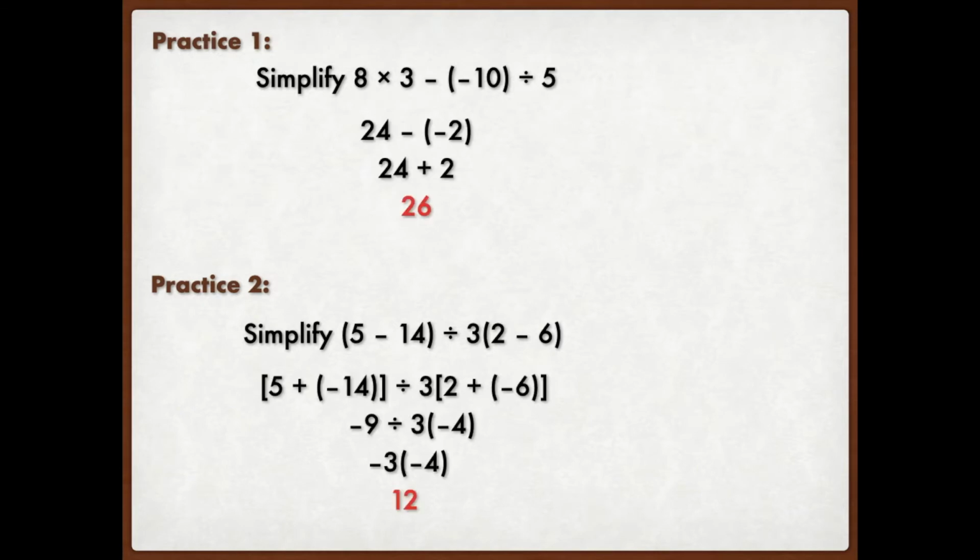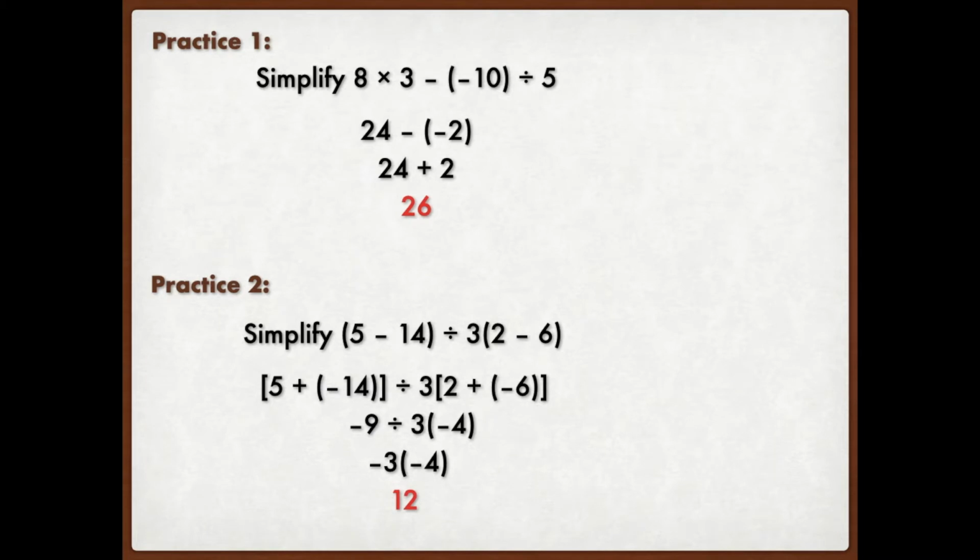Okay, let's see how we did. Okay, so we want to go multiplication and division left to right. So let's do 8 times 3 is 24. We're not going to touch the subtraction yet. So let's do -10 divided by 5, which would give us -2. So 24 minus -2, we can do our absolute value and turn that into a 2. So 24 plus 2 is 26.